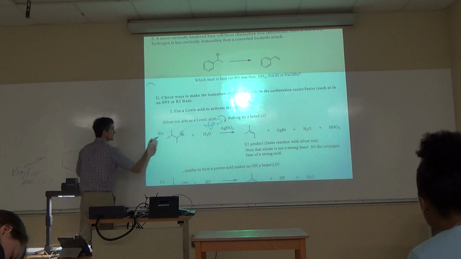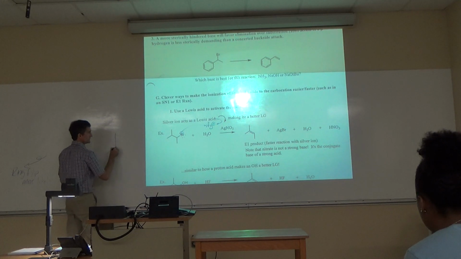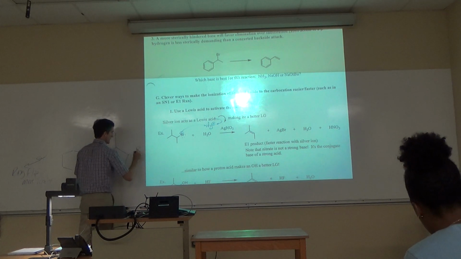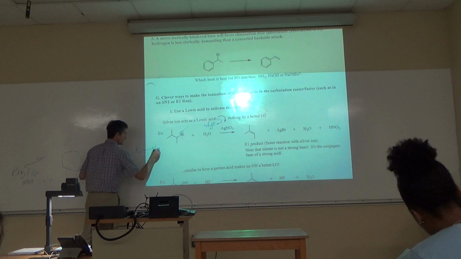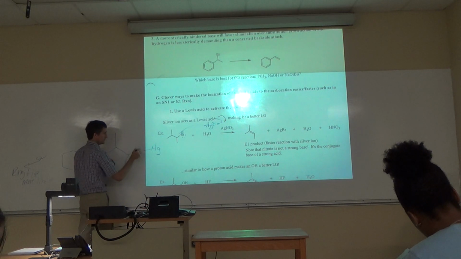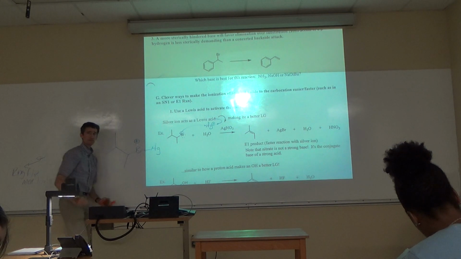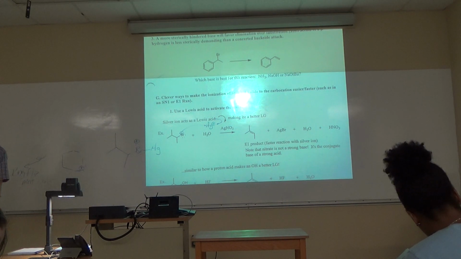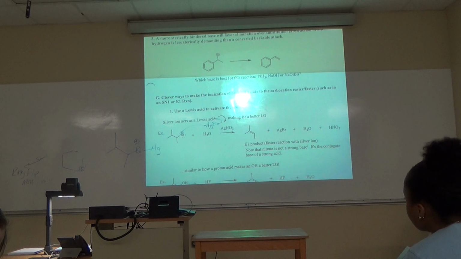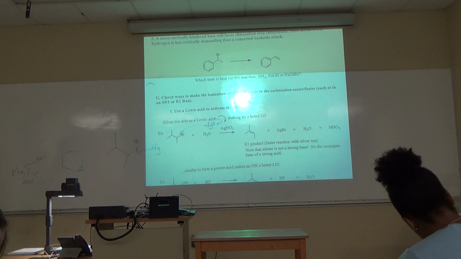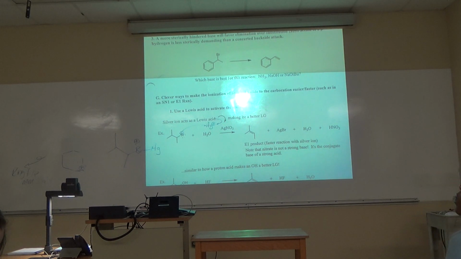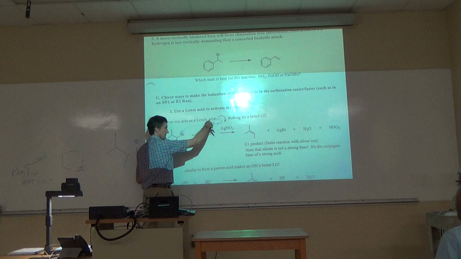We're making a bond to silver. Is this possible? How many lone pairs here? 2. Charge of bromine now. Positive. In the end, this is a way to make a halogen positive, complexing with silver ion, which is a Lewis acid.